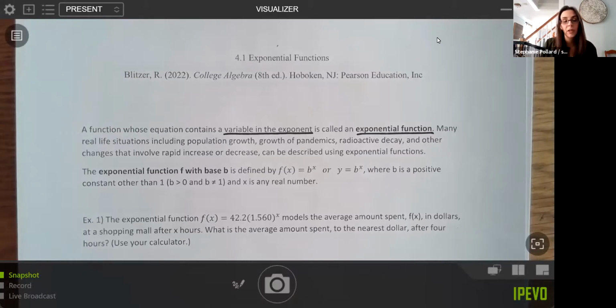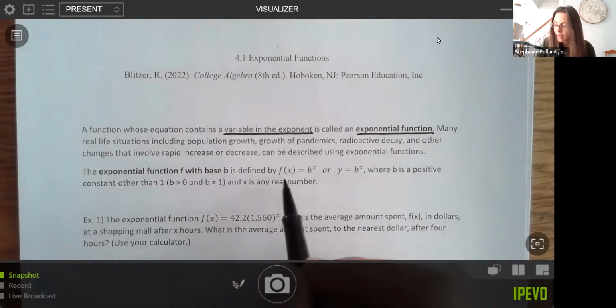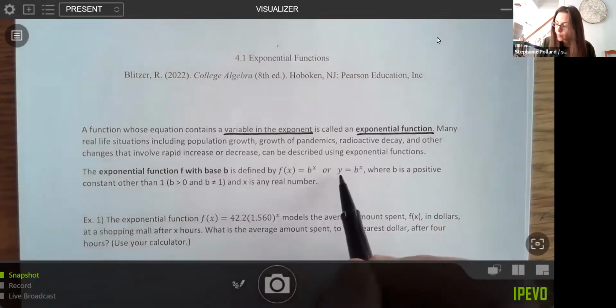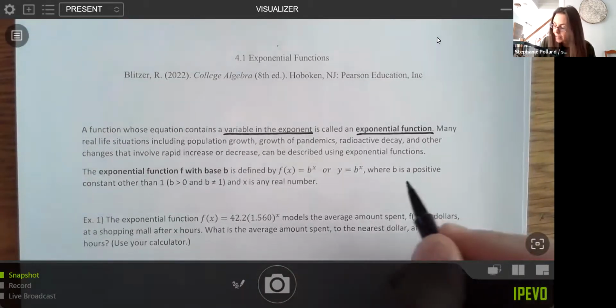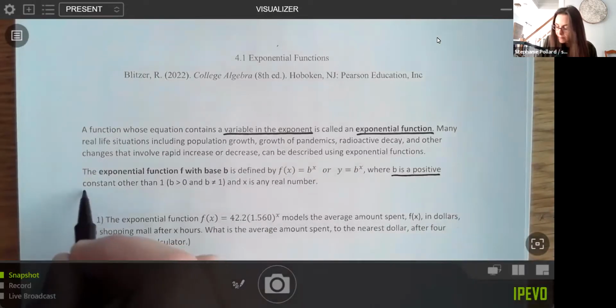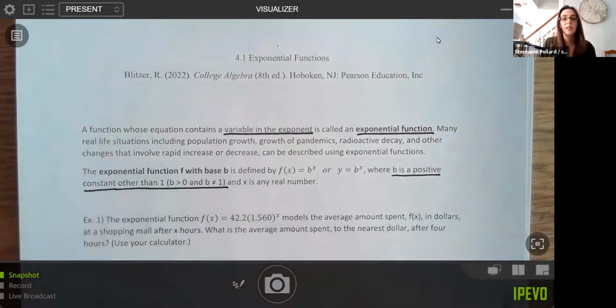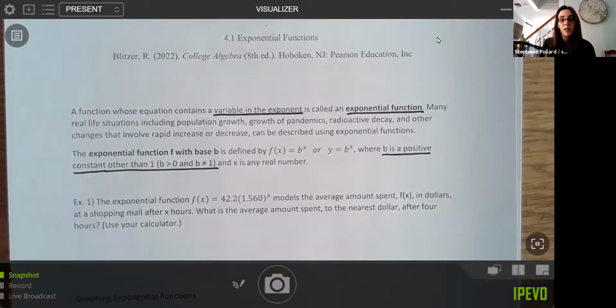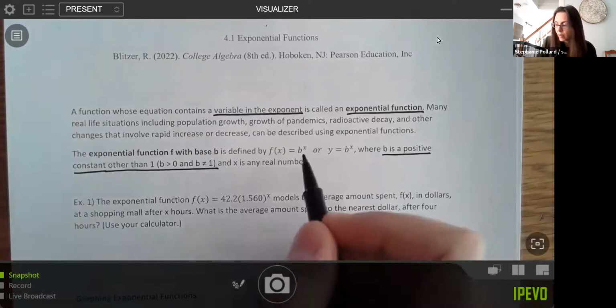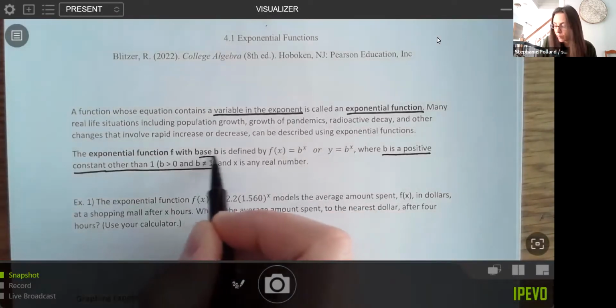So an exponential function f with base b is described like this. So f of x equals b to the x, or y equals b to the x. b is a positive constant other than 1, and x can be any real number. So I want you to note here that x is your variable and b is a number. So your variable occurs in the exponent only, not as the base as well. Now we call this value here the base, so that's another good keyword to keep in mind.